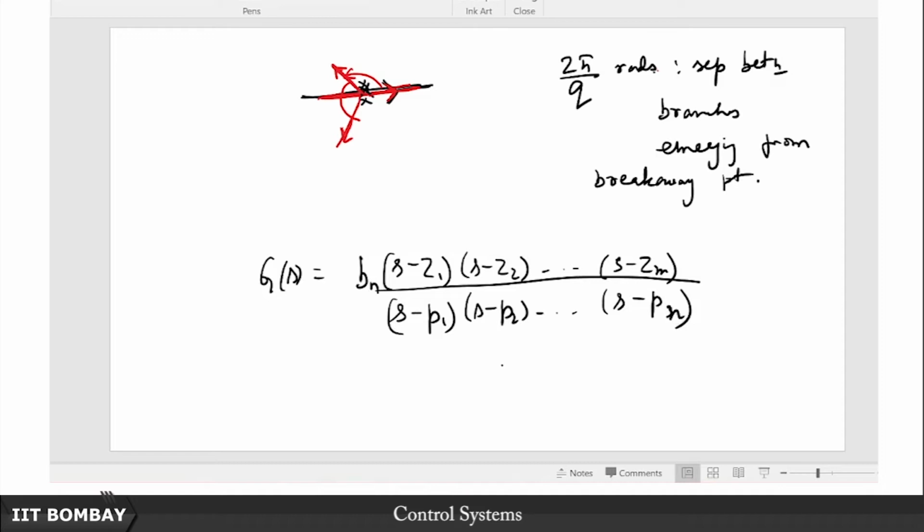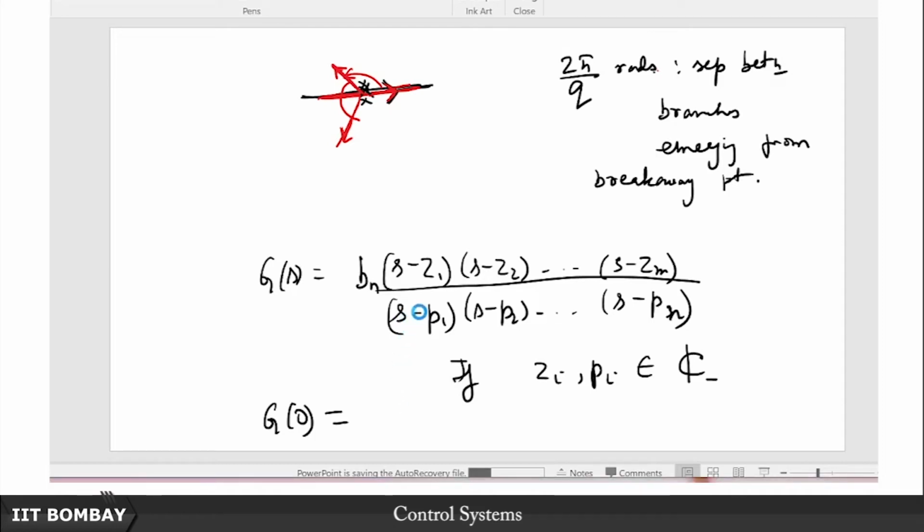Now notice that if zi, pi all belong to the left half plane, the left half of the complex plane, so this minus sign indicates that it is the left half of the complex plane, then there is something very special that you can deduce about this. You can always say that g of 0, what is this g of 0 going to be?